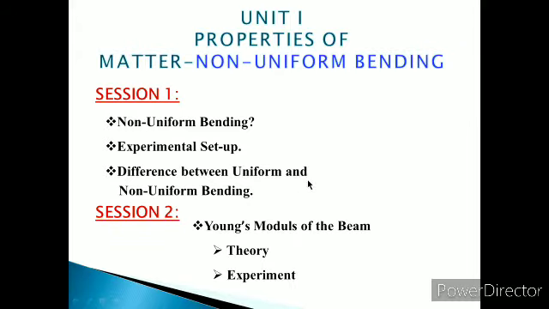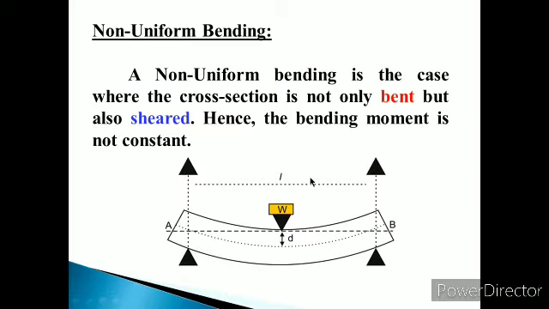Now let us enter into session 1. What is meant by the non-uniform bending method? This is a simple diagram explaining non-uniform bending. This is the simple beam. We have to apply a load at the center. W represents the load. Due to the application of the load, the beam becomes bent. That means some depression will be produced. This is nothing but non-uniform bending.